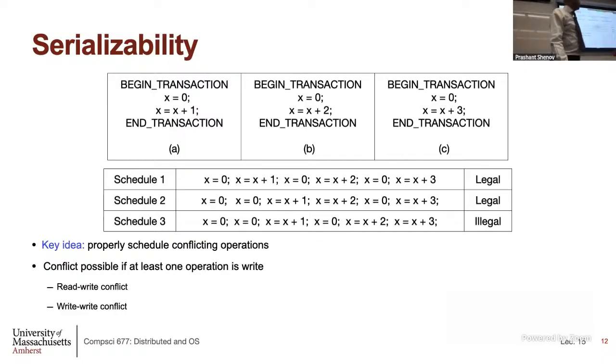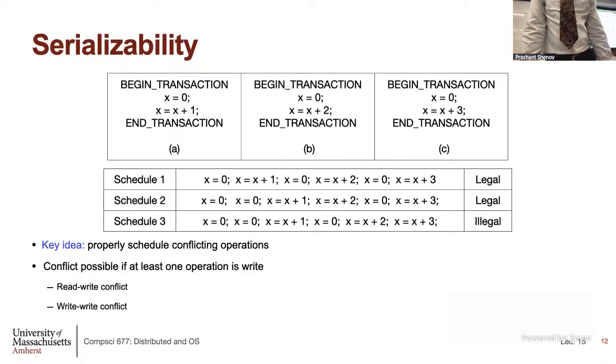So here are 3 transactions. It's a very simple database with one data item, X. That's all there is in the database. A single data item, and all 3 transactions are modifying X. You can see that. So the first transaction sets X to 0 and increments it by 1. The second one also resets it to 0 and increments it by 2. The third one sets it to 0 and increments it by 3.